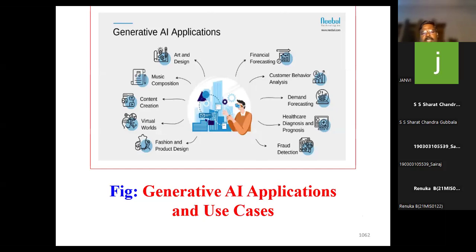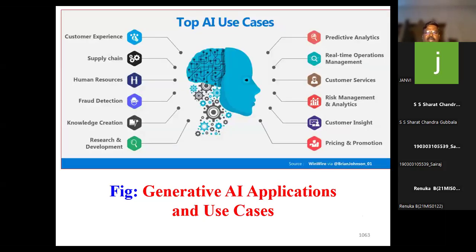Music composition, content creation, virtual worlds, fashion and product design, financial forecasting, customer behavior analysis, demand forecasting, healthcare diagnosis and prognosis, fraud detection. These are the various use cases where we are using generative applications in various domains, especially in customer experience like Uber, Amazon, Flipkart, etc. Supply chain management, human resources, fraud detection, knowledge creation, research and development, predictive analytics, real-time operations in management, customer services, risk management and analytics, customer insights, pricing and promotion. So these are the various use case studies.